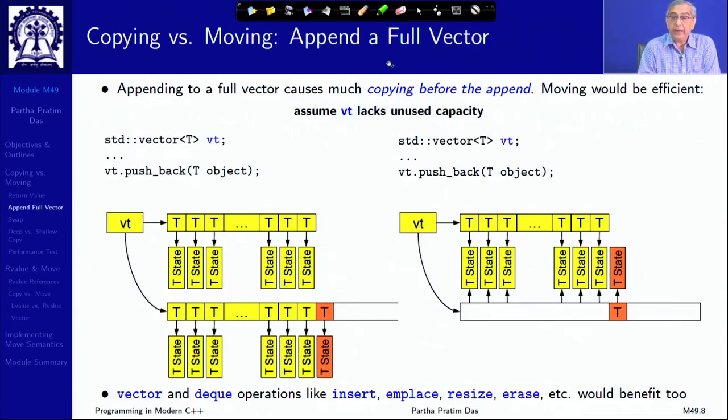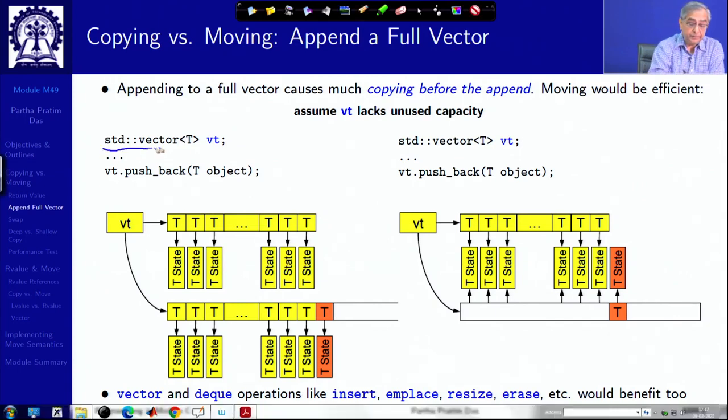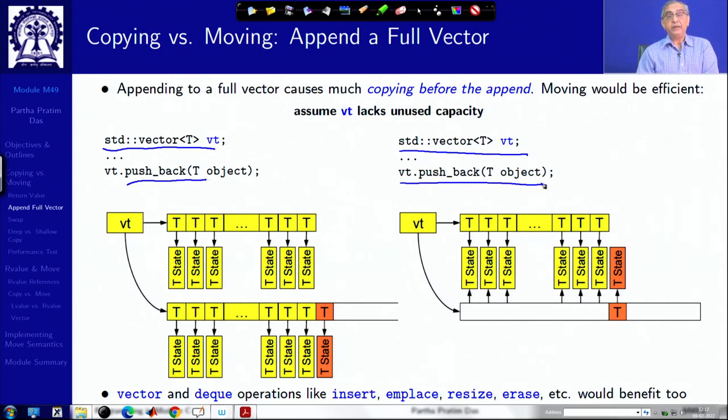Think about appending to a full vector. Suppose I have a vector and suppose it has become full. What happens if the vector becomes full and I try to do a pushback of some appropriate T object? It will have to create another new space for the vector, copy all the existing elements and then put the pushback element at the end.